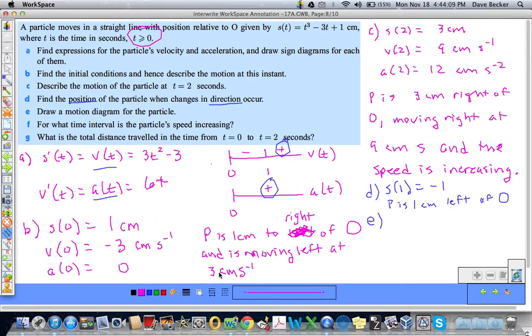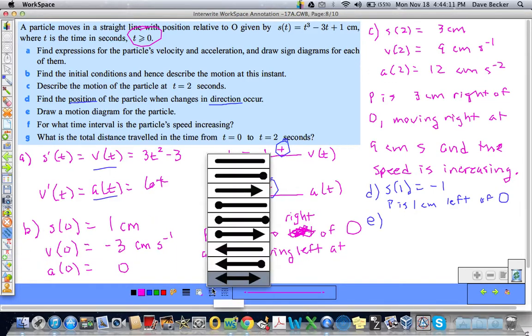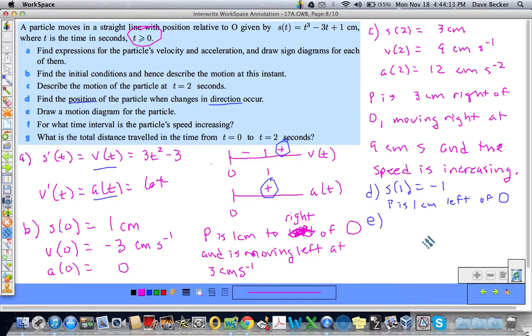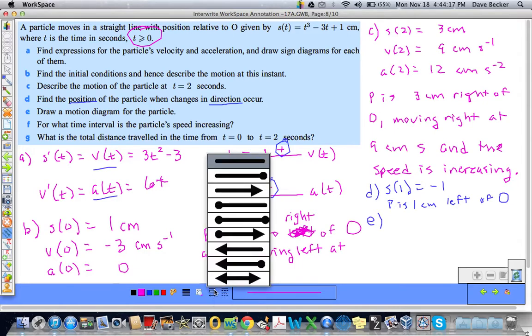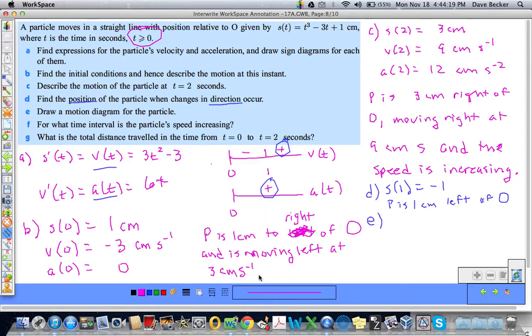Okay, so let's do a motion diagram. It should be a line. Sorry about that. So we're going to have a line here. What is a motion diagram? Well, a motion diagram shows us all the important points for the motion of the particle. And what are all the points that have come up?